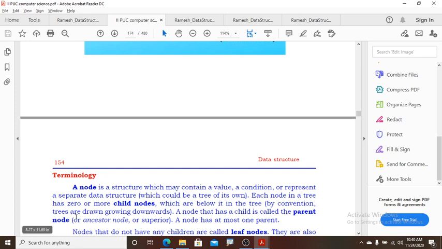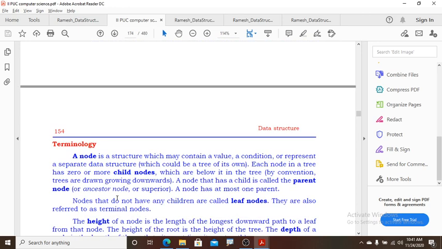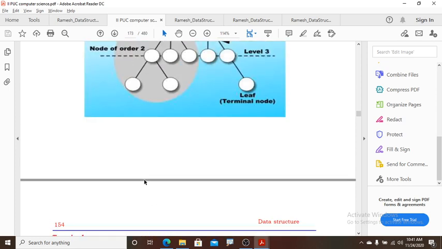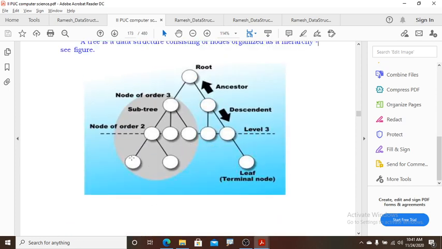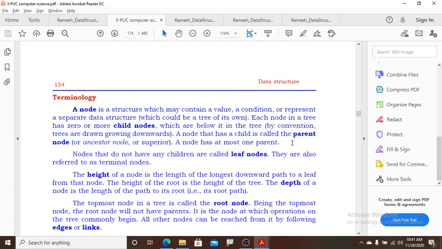Each node in a tree has 0 or more child nodes. Observe here, each node in a tree has 0 or more child nodes. These are more child nodes. This is one child node of this root node. This is a parent node. If I assume it is a child node up to this, that is what we are explaining.